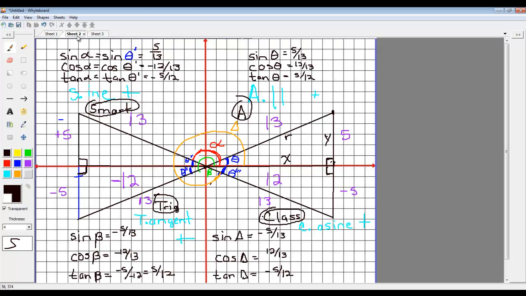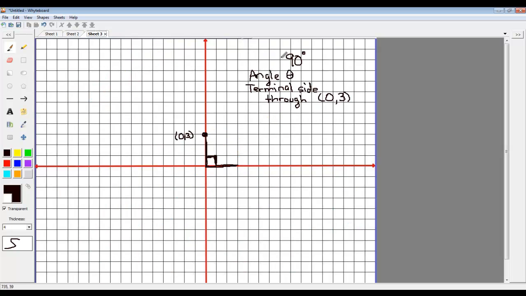But we can use that thought to help us too with a problem like this one, where they say, okay, let's say you have angle theta, terminal side goes through 0, 3. How the heck do you figure out your values for that? What do you do? Well, remember r equals the square root of x squared plus y squared. 0 squared plus 3 squared. So r is the square root of 0 plus 9. Square root of 9, which is 3.